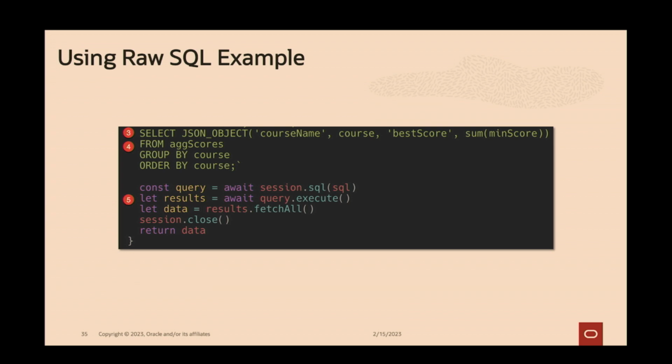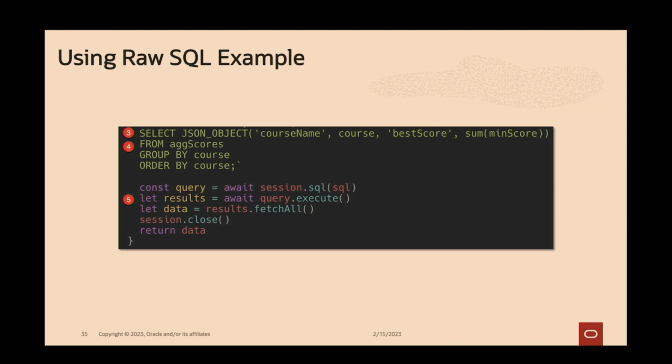So here, all we're returning is the course name and the best score, and for the value of the best score, we're summing the min score for that particular course for all the holes. And you see the from is from ag scores, which was the name of our common table expression. And then we do group by course, order by course.